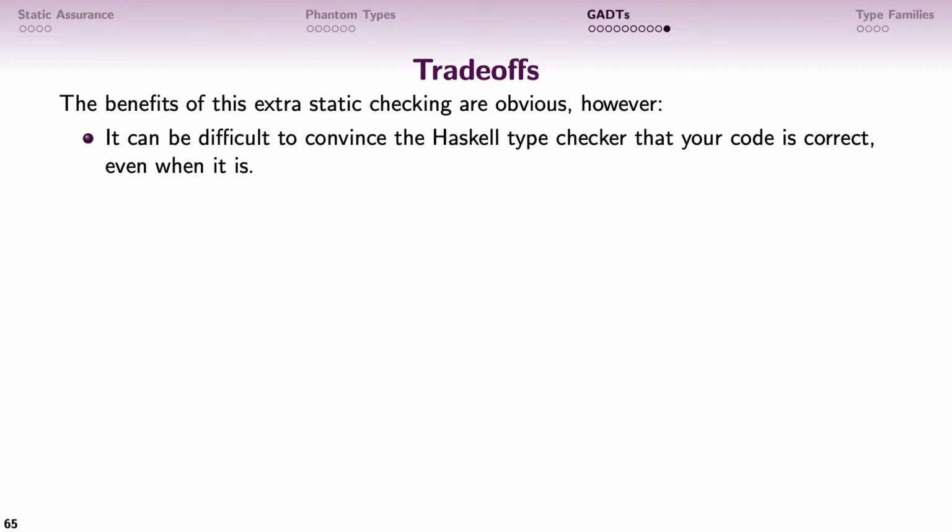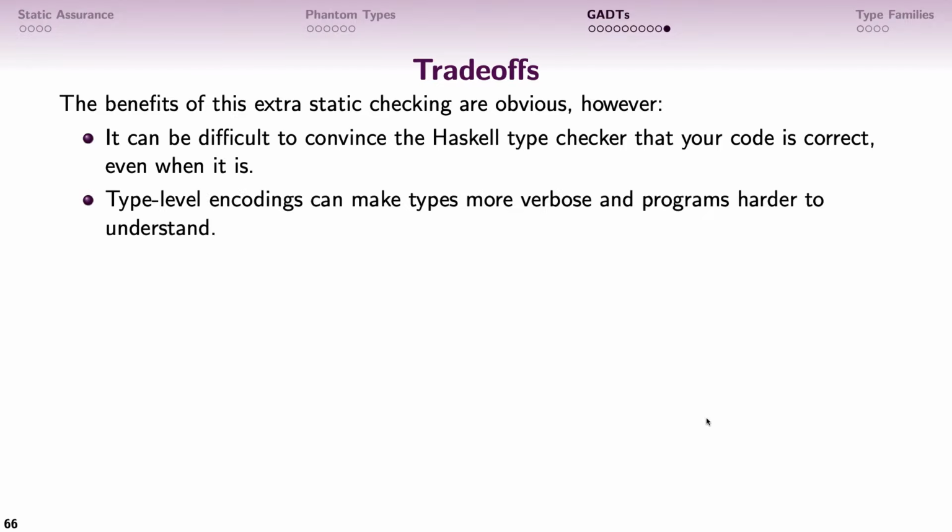It can be difficult to convince the Haskell type checker that our code actually is correct, even though it is. Sometimes Haskell's type solver isn't that smart, and you have to beat it around a bit in order to get it to understand. We'll see some examples of that in a moment. As you've seen, the syntax starts to get a bit complicated. We've got kinds and types and all of this stuff going on. It's a bit more complicated than standard Haskell, which can make it harder to understand. It's a bit more verbose. If you have all of this type level stuff, it can get confusing for newcomers to Haskell.